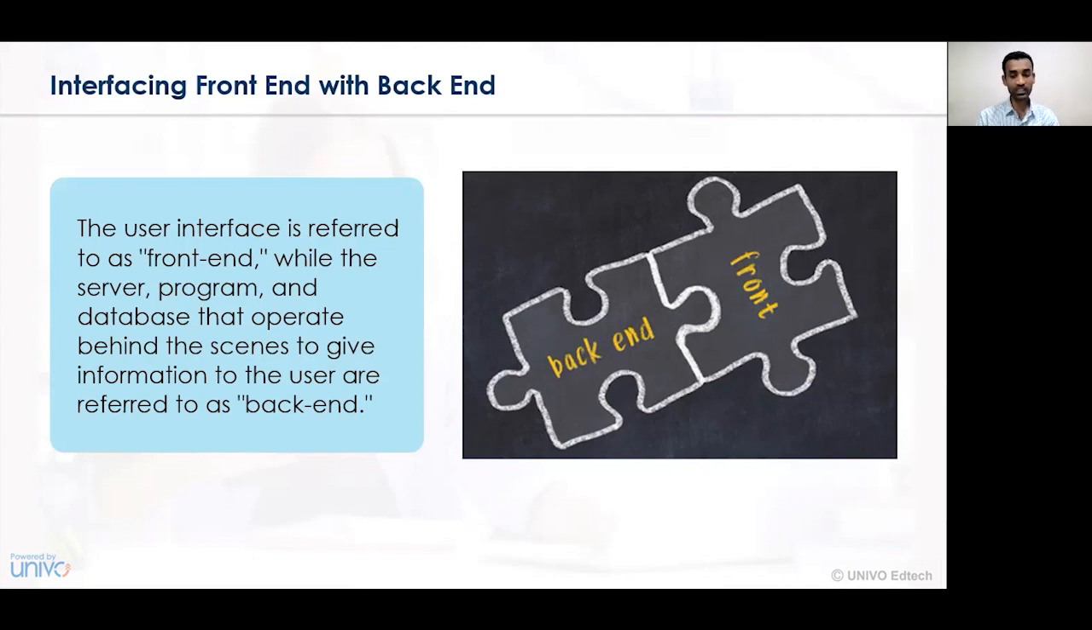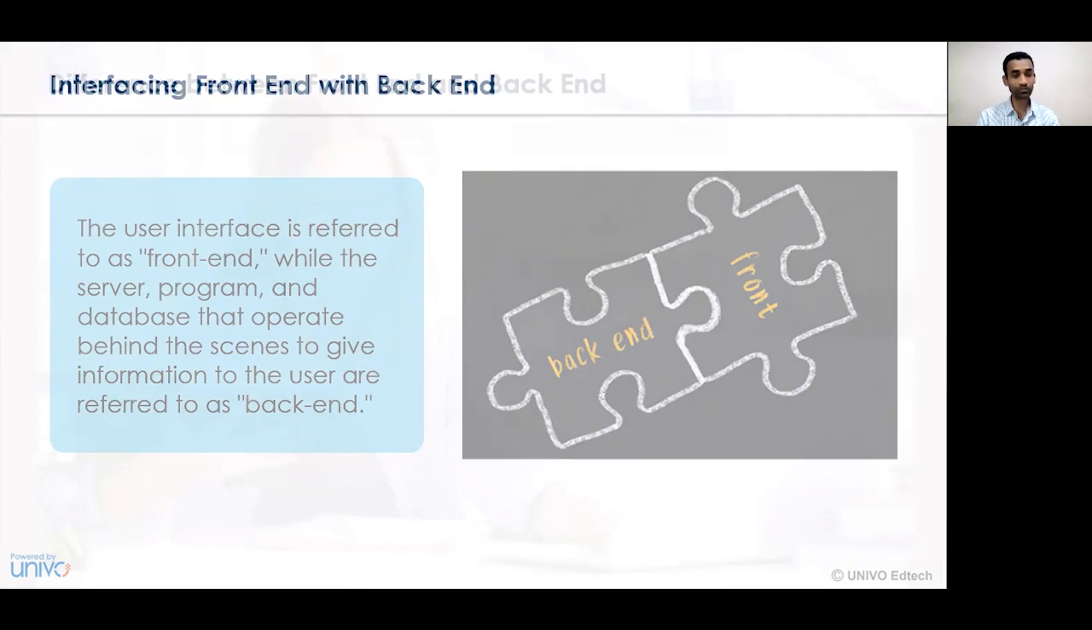In a particular diagram, you can see a front end activity is always visible at the front, and a back end activity is visible to the back end people, or the people who are running their activity behind the scenes.